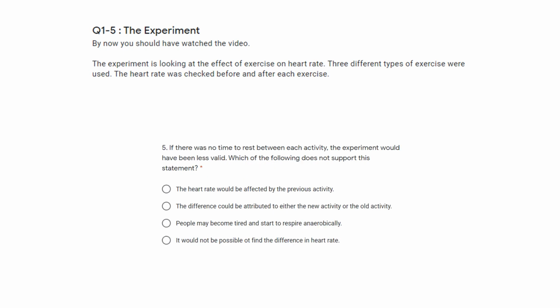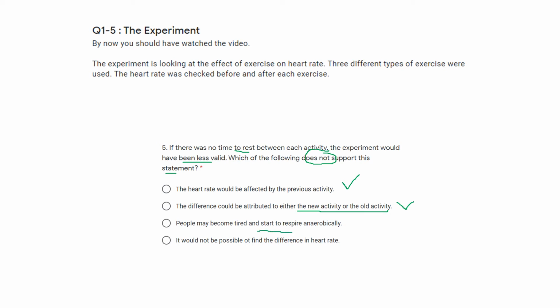If there was no time to rest between each activity, the experiment would have been less valid. Which of the following does not support this statement? The heart rate would be affected by the previous activity. This would mean the results were less accurate. So this does support the idea. The difference in the heart rate could be because of the old activity or the new activity. If there was no time to rest, then any changes could be because of the jumping or the walking before, not the thing that they are doing then. So this would support the experiment.